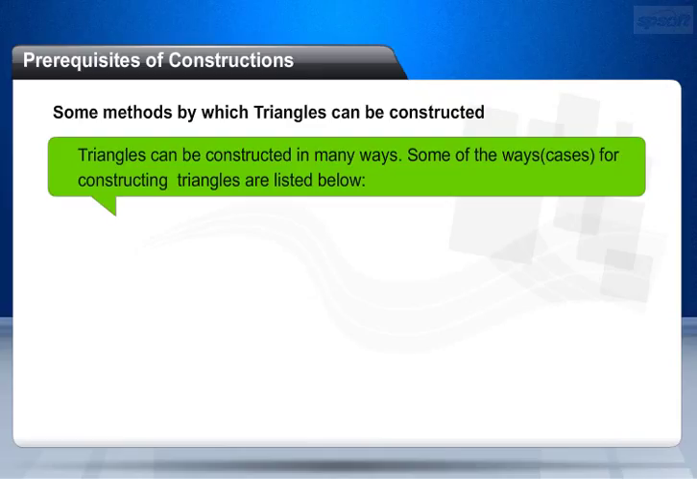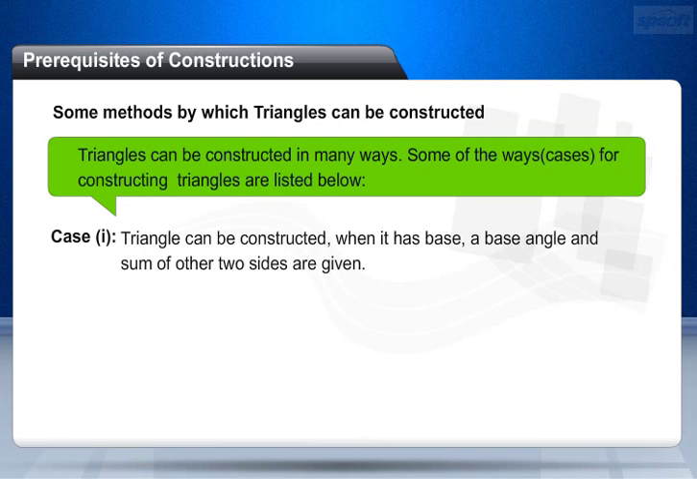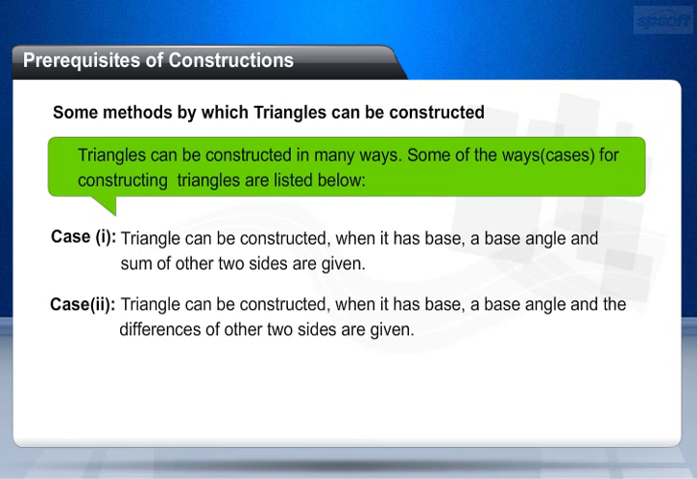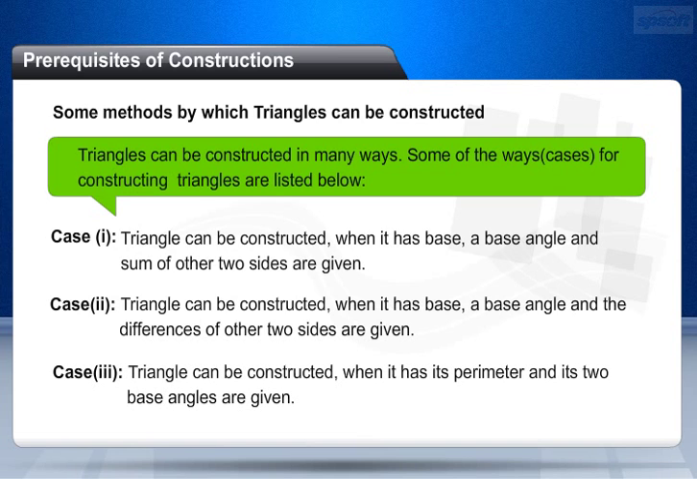There are many ways to construct a triangle. Some of them are given below. Case 1. A triangle can be constructed when its base, an angle, and the sum of the other two sides are given. Case 2. A triangle can be constructed when its base, an angle, and the difference of the other two sides are given. Case 3. A triangle can be constructed when its perimeter and its two base angles are given.